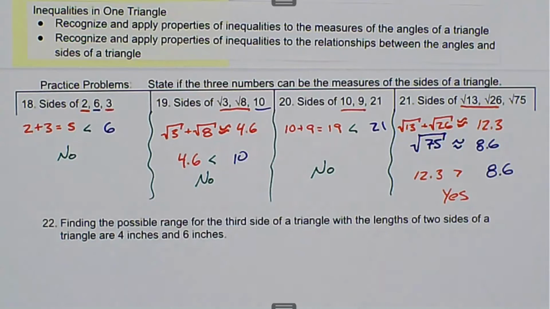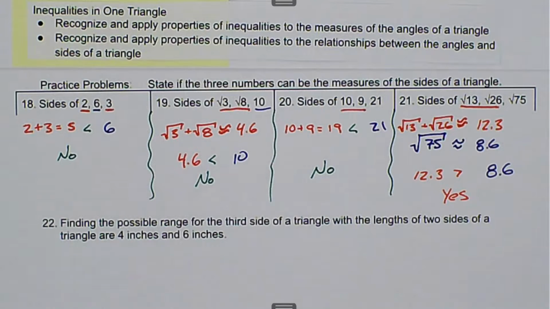We are talking about inequalities in one triangle, and we want to recognize and apply the properties of inequalities to the measures of the angles of a triangle. And we want to recognize and apply the properties of inequalities to the relationships between the angles and the sides of a triangle. So we're looking at example 22.